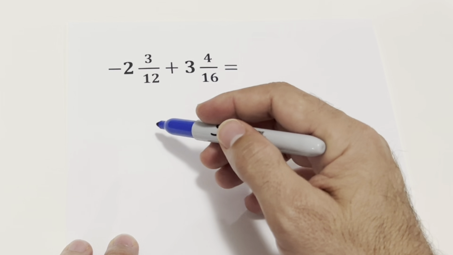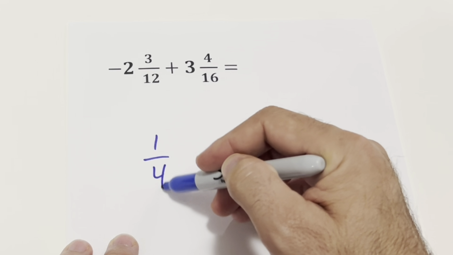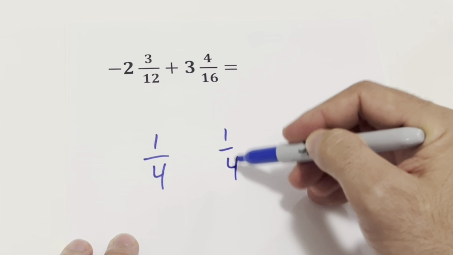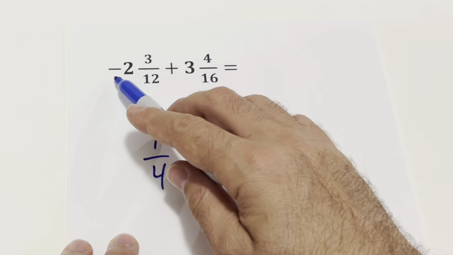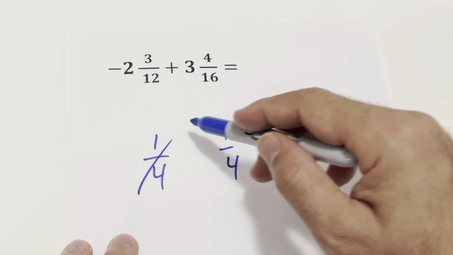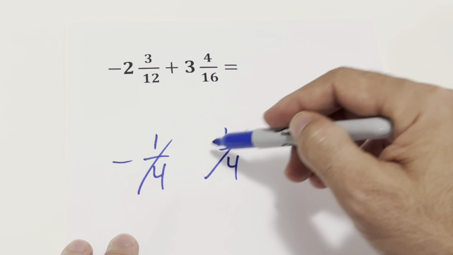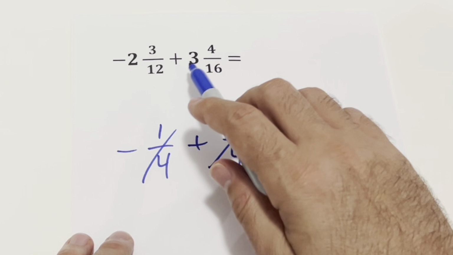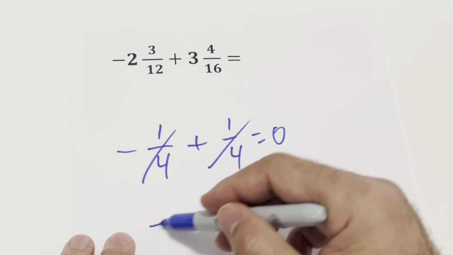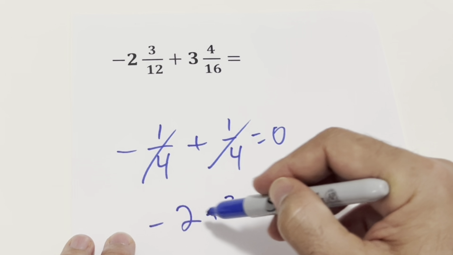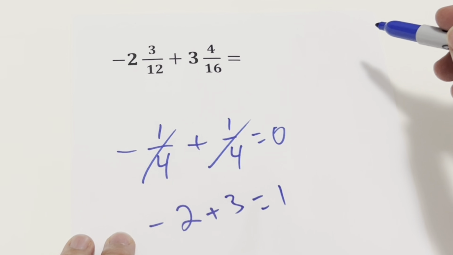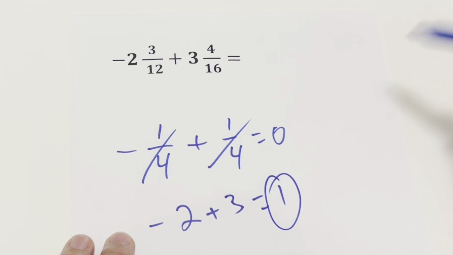3 over 12 I simplify is 1 over 4, and 4 over 16 I simplify is also 1 over 4. Because one is positive and one is negative, when I add it, that will be 0. This is a 0 because this is negative and this is positive. And then I have 3 minus 2, which is 1, or minus 2 plus 3, the same thing, is 1. So the answer for this exercise is 1.